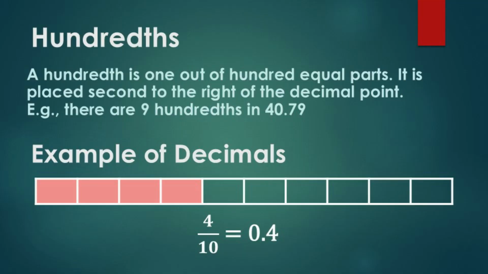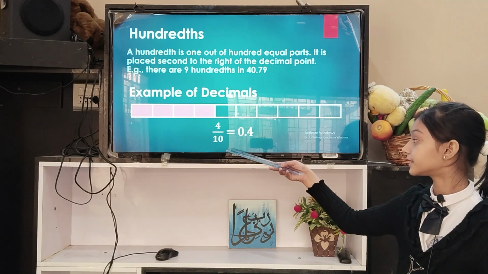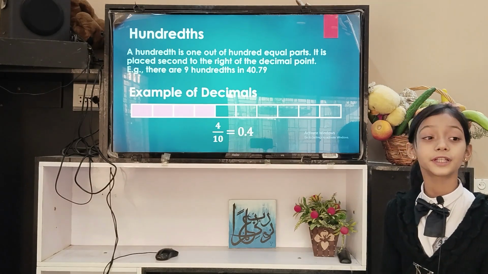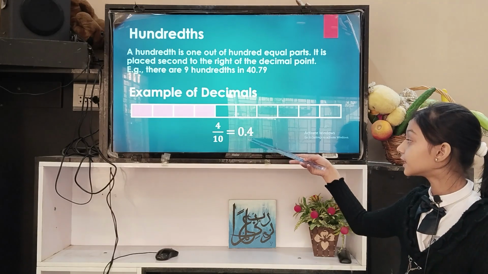Example of a decimal. In this line, there are 10 blocks and 4 of them are shaded. So our fraction is 4 upon 10. We have 10 and 10 has only one 0. So it means we have to write one number after the point. So our answer is 0.4.